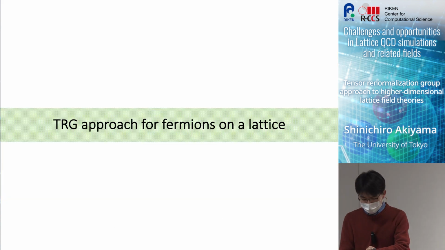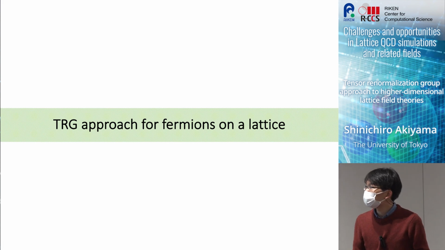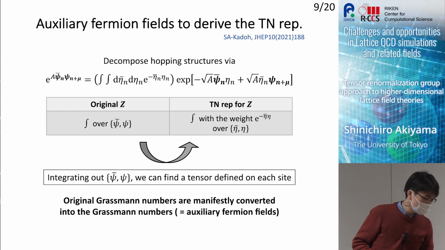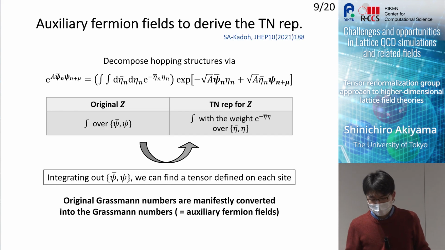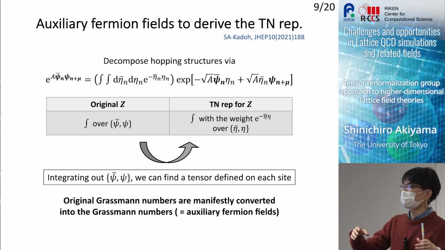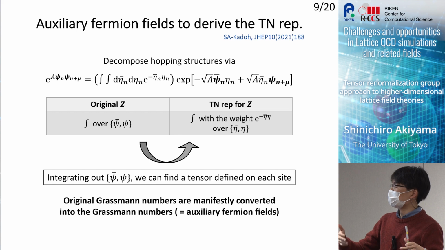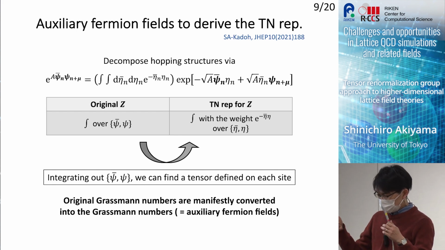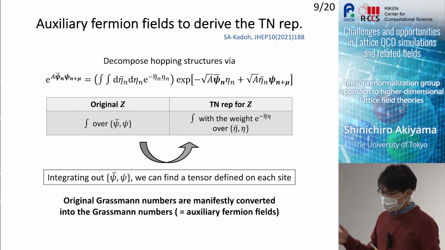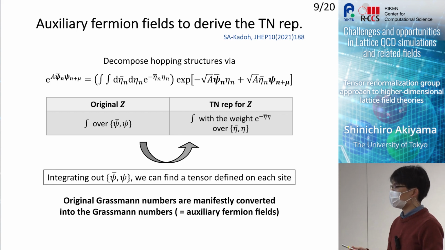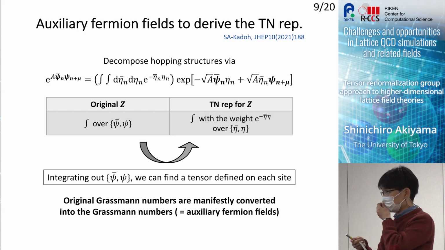Okay, so now I'd like to move on to how to extend the TRG algorithms to fermionic systems. In the first part, I explained how to derive the tensor network representation using the Ising model as an example. At that time, I introduced the decomposition of the nearest neighbor interactions. And actually, we can do almost the same thing for the fermionic case.